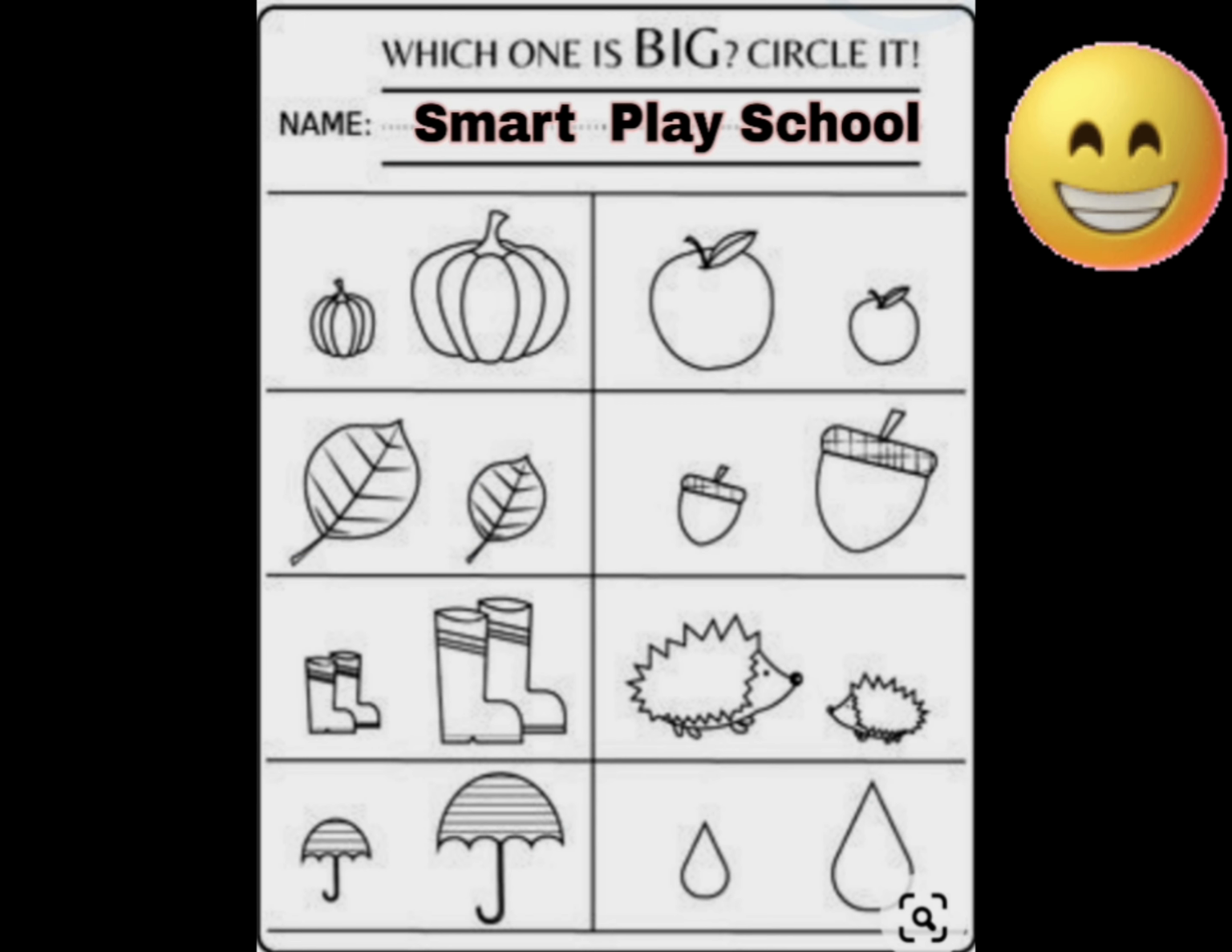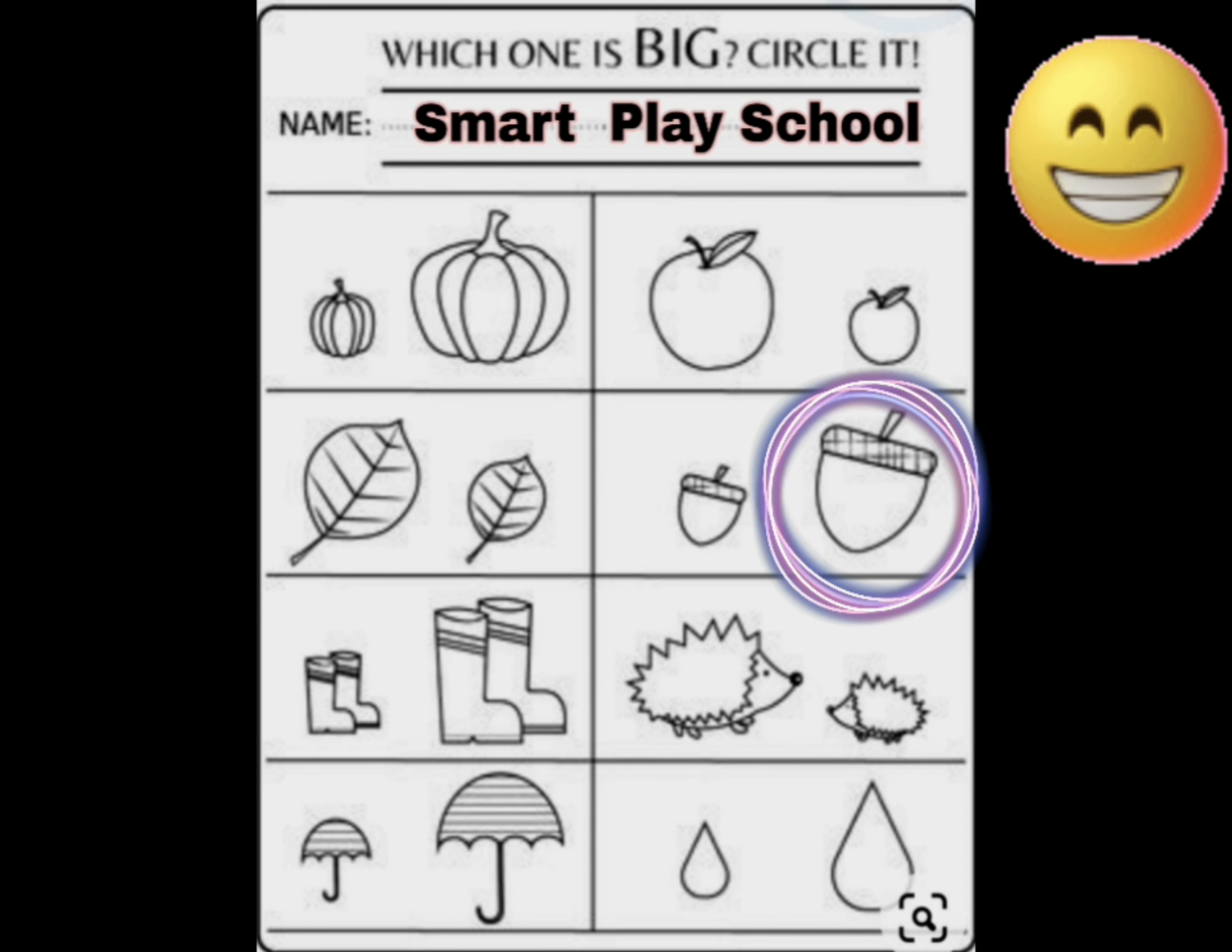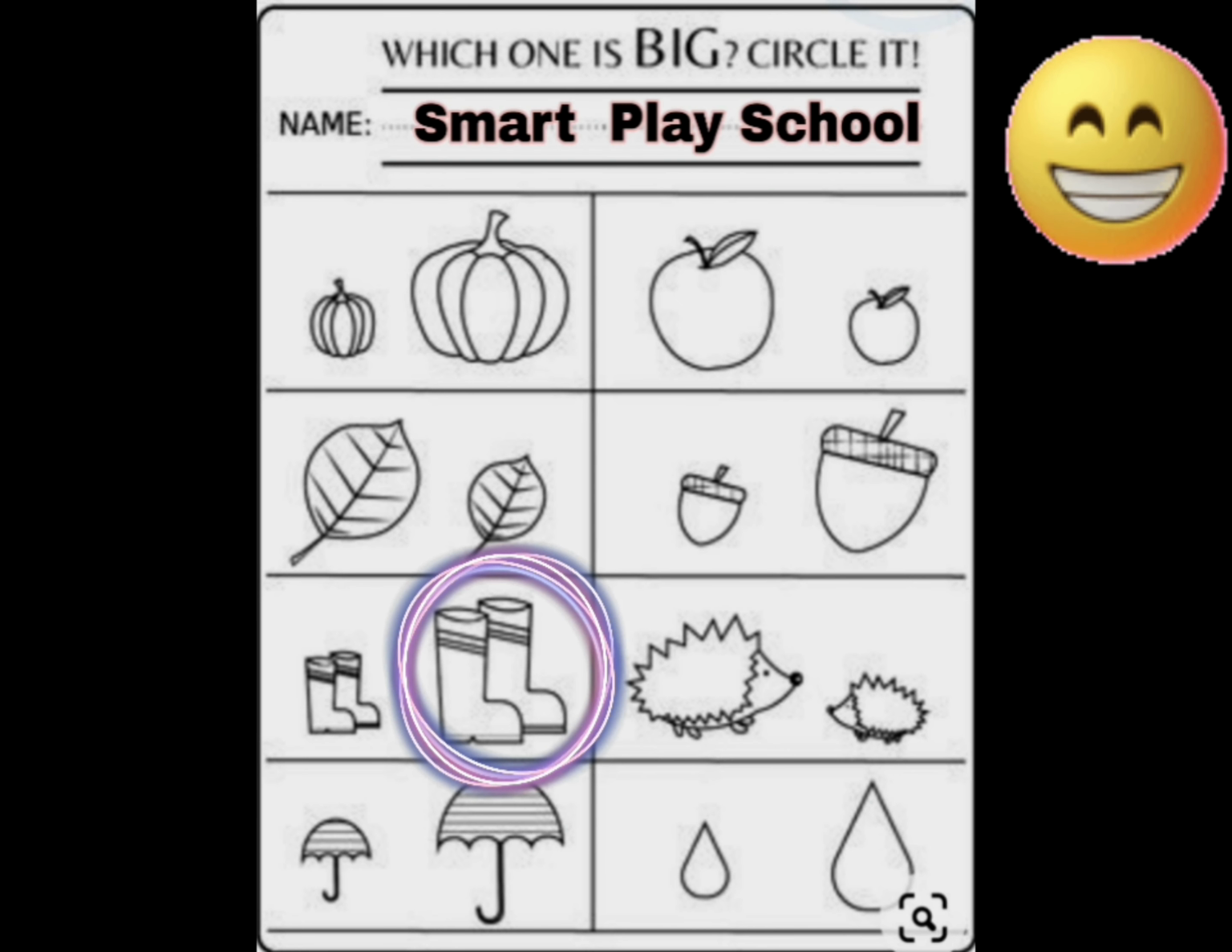In the fourth column, we have a picture of strawberries. Tell me which one is big and which one is small? Yes, this one is big. In the fifth column, we have a picture of boots. Here are two boots. Tell me which one is big and which one is small? Yes, this one is big.